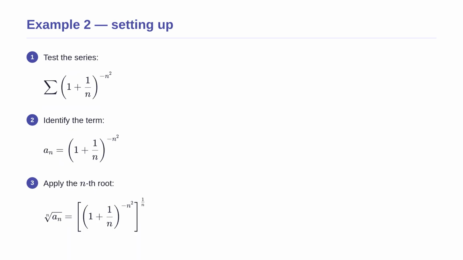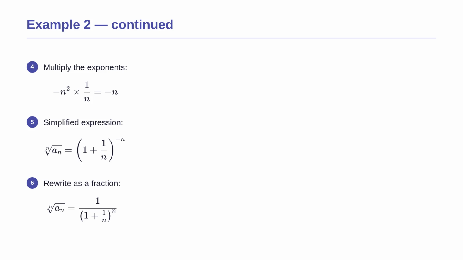Now that we have solved a basic problem, let us tackle a more intimidating series involving exponential limits. Here, we have a series where the term is raised to the power of negative n squared. While it looks complex, the presence of n in the exponent tells us to use the nth root test. Because the term inside the parentheses is positive for all positive integers n, we do not need to worry about absolute value signs. We simply apply the nth root to the entire expression, which is mathematically the same as raising it to the power of 1 over n.